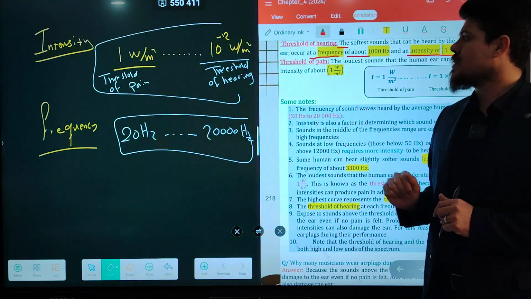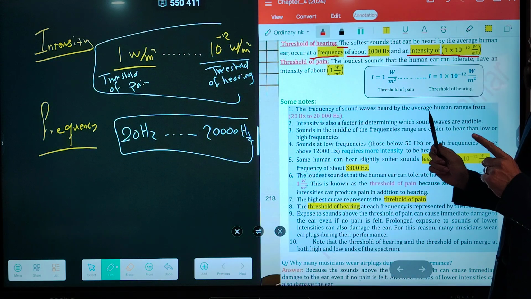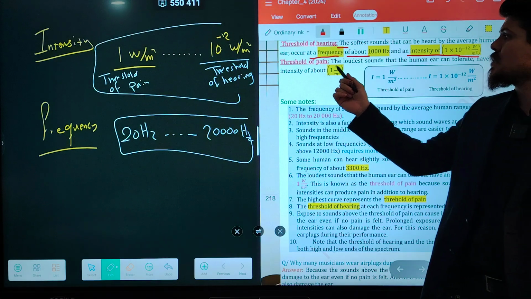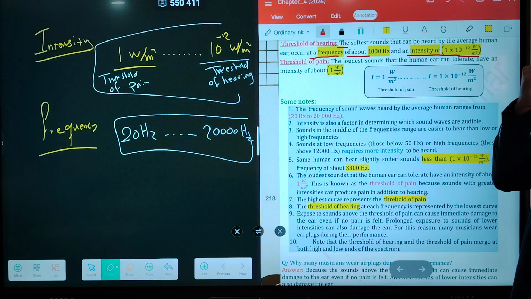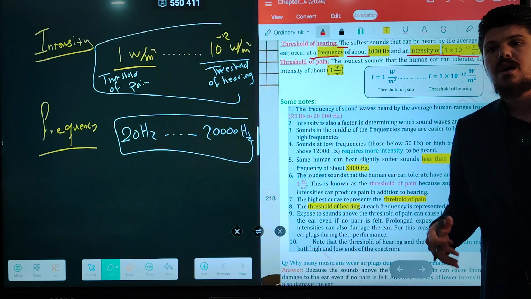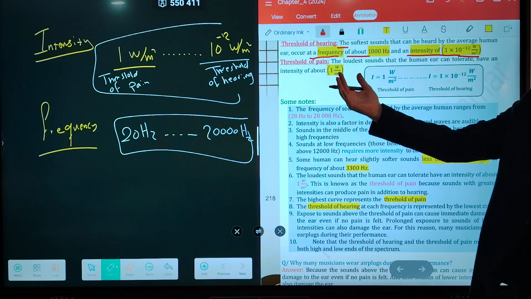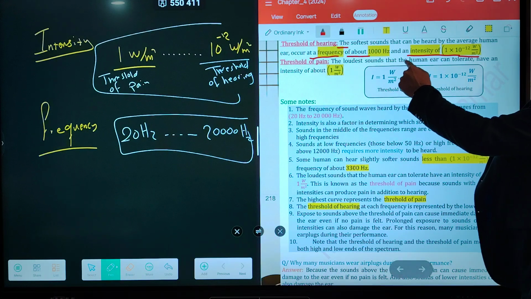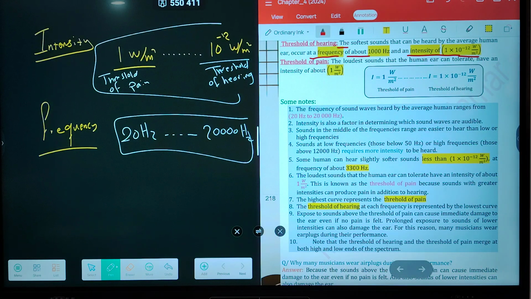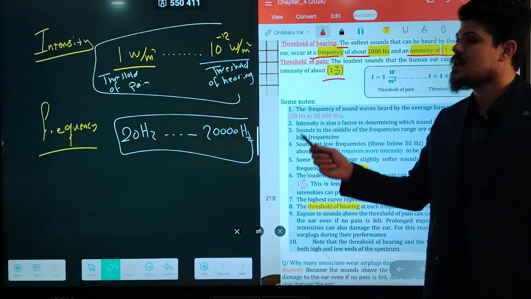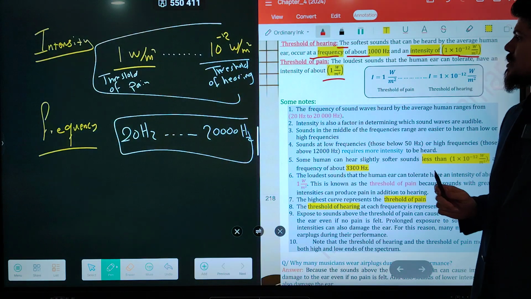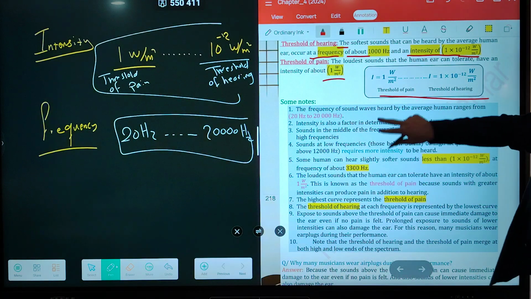What about the threshold of pain? According to its name, threshold of pain, it has more intensity. So that is why we say the loudest sounds. What is the threshold of pain? Loudest, the opposite of threshold of hearing. The threshold of pain is the loudest sound that human ears can tolerate or detect. The intensity of the threshold of pain is equal to 1 watt per meter square. So this is the range of the intensity.